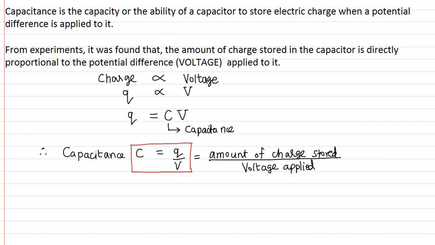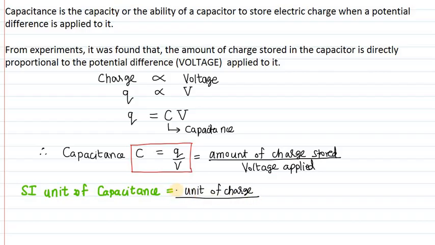Now, as we have defined a new term, let us write down the SI unit of measurement of capacitance. The SI unit of capacitance will be equal to the SI unit of charge divided by the SI unit of voltage.